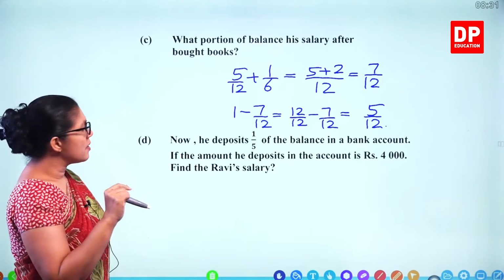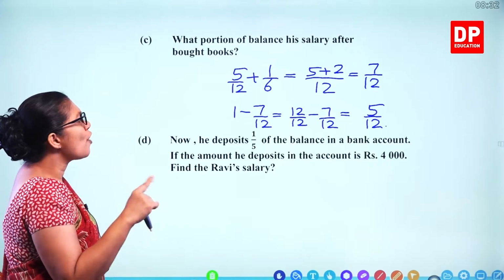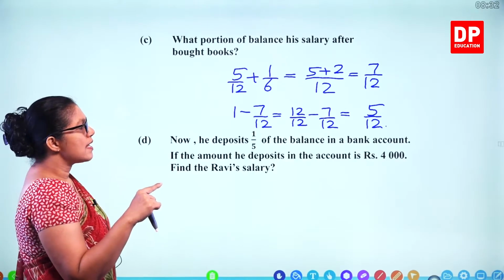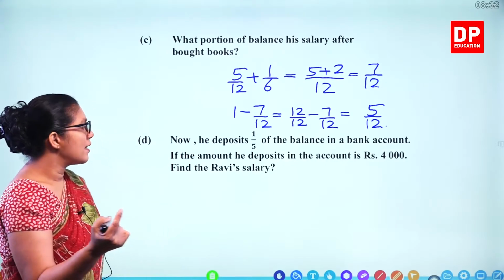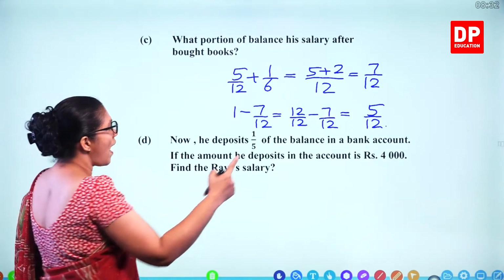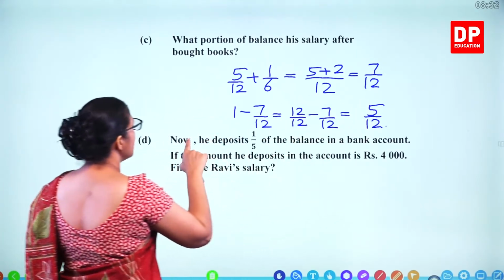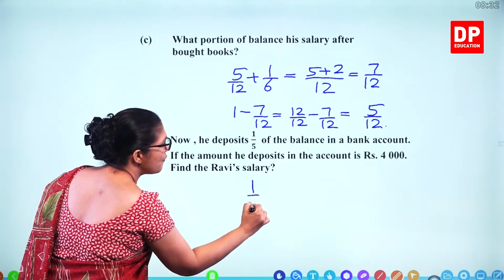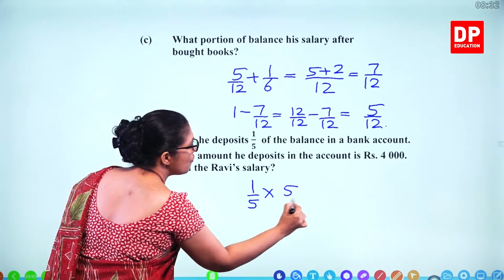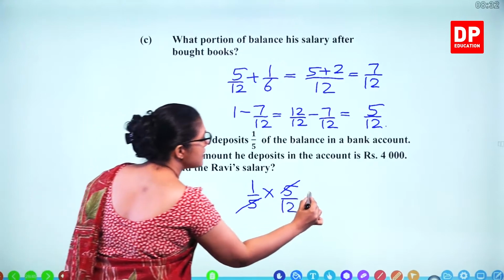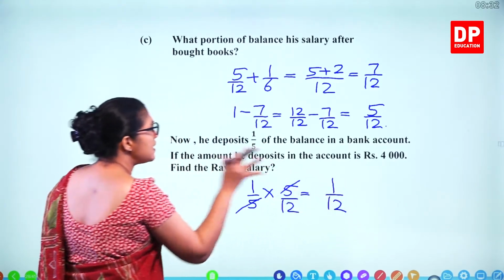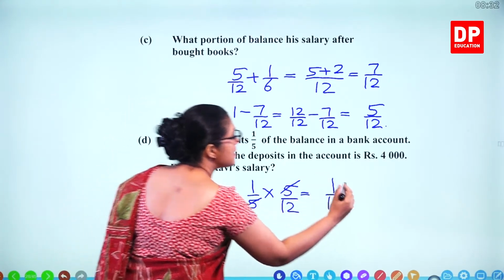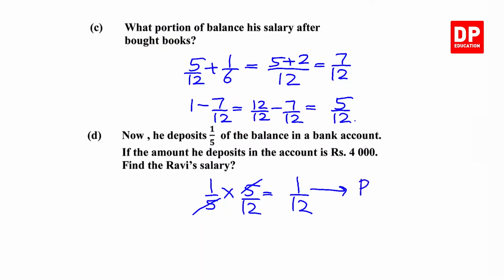Then the last part. Now he deposits 1/5 of the balance in a bank account. If the amount he deposits in the account is 4,000 rupees, find Ravi's salary. So 5 over 12 is the balance. What is 1/5 of the balance? 1 over 5 times 5 over 12. So 5 gets cancelled out. That's 1 over 12. That is equal to the amount he deposits in the bank, so that is equivalent to 4,000 rupees.